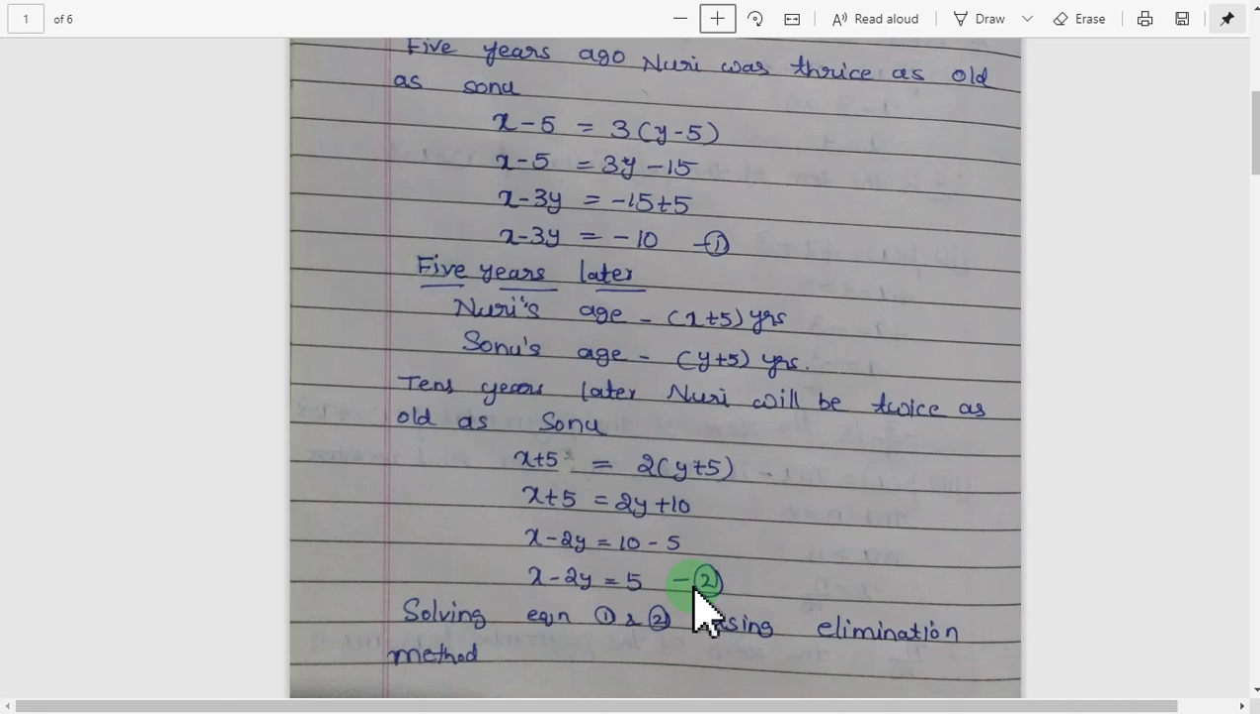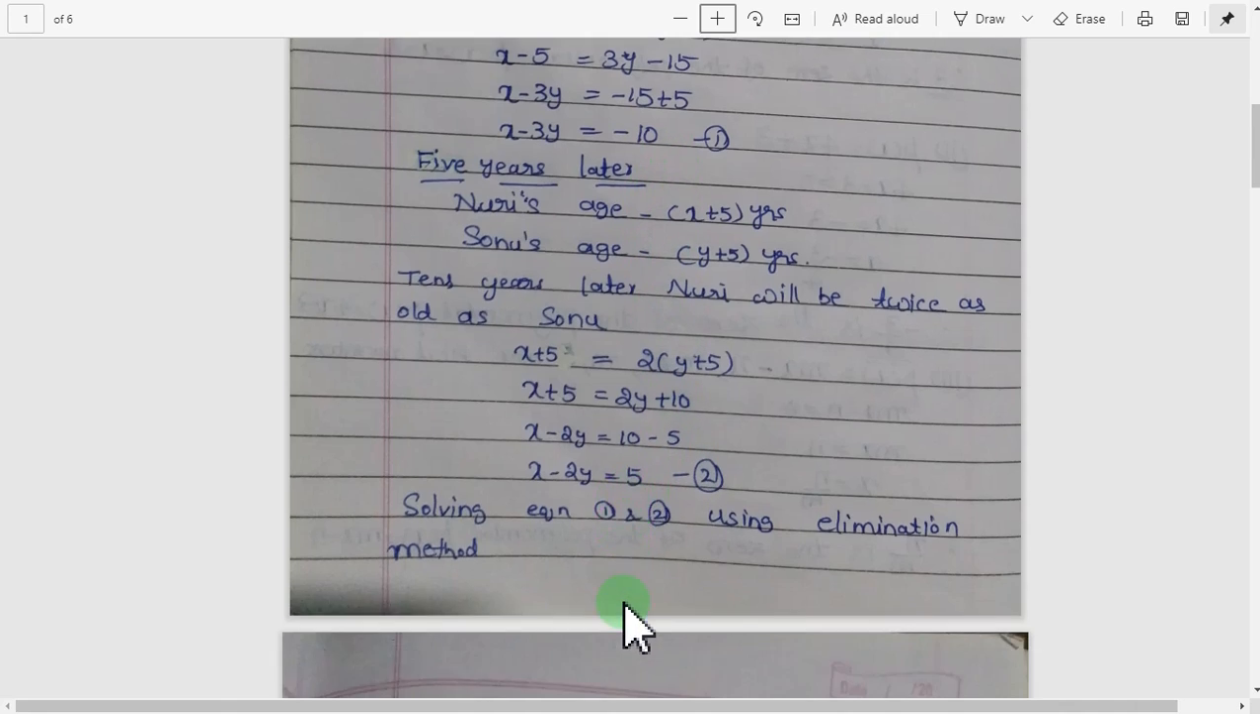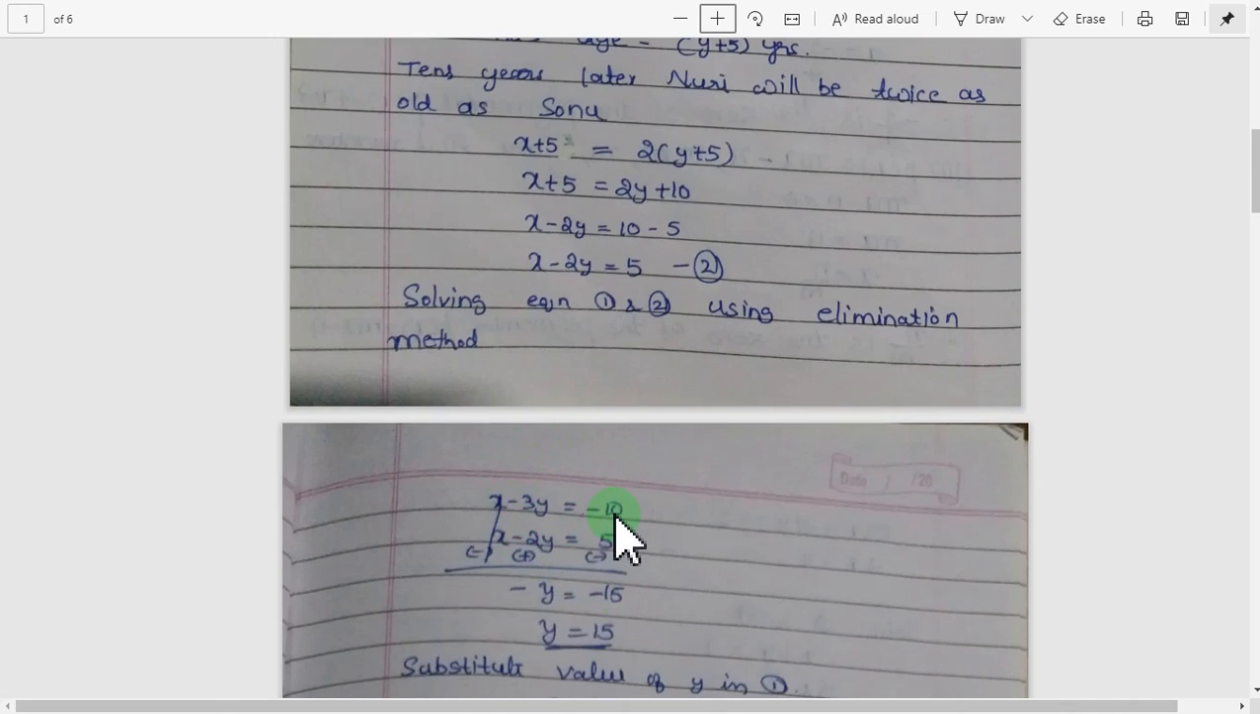Now you have learnt in the last classes that by using the elimination method we can solve these two equations. So x minus 3y is equal to minus 10, x minus 2y is equal to 5. Already here the coefficients of x are the same. We can cancel them, but both have the same sign. One should be plus, one should be minus. For that purpose we are changing the sign of this. When we change the sign of this, we have to change the sign of all other terms also. So this minus becomes plus, this plus becomes minus.